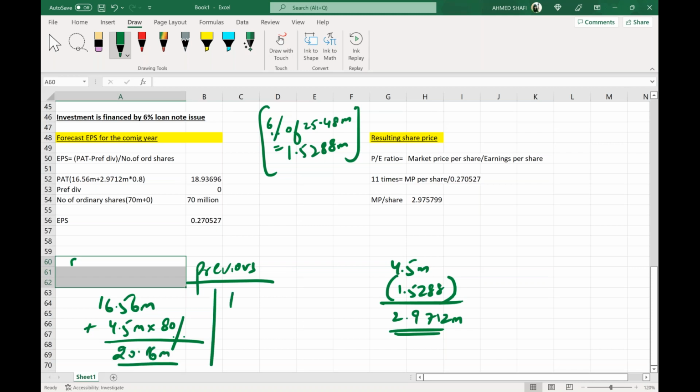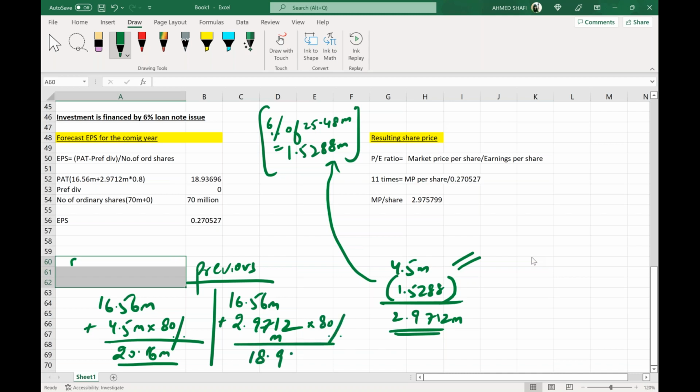But here, 16.56 million was your profit. Now your profit increased by 4.5. But recognize this thing that if profit increased by 4.5, now you have taken loan. So you have to pay interest of 1.5 to double it as well. So now your profit is only going to increase by 2.9712 million. And of this increased profit, you are not going to get the whole share. 20% will be taken away by taxation authorities. You will only get 80%. So this is 18.93.